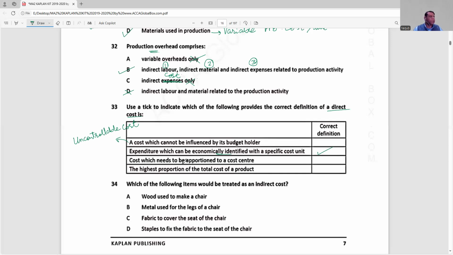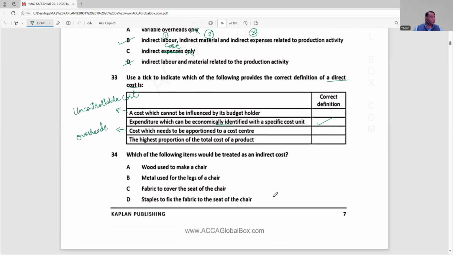Direct cost. Cost which needs to be apportioned to a cost center, meaning cost which is apportioned or divided among the cost centers. Highest proportion of the total cost of a product: it will be correct for production organizations, but for service organizations, a higher proportion of the total cost is fixed cost rather than direct cost. So the correct definition is only this one, where it is economically identifiable or easily traceable.